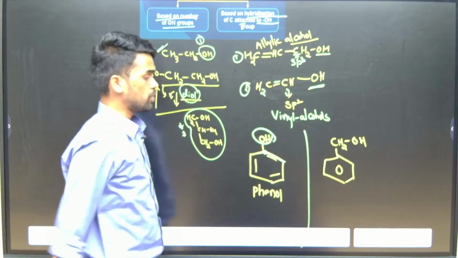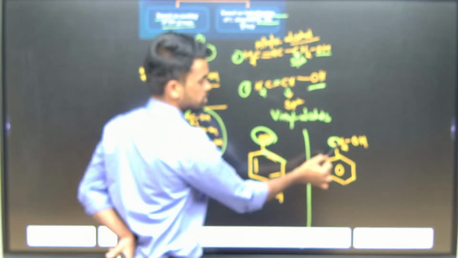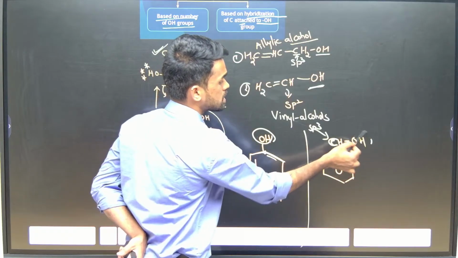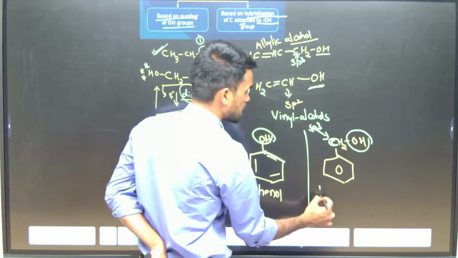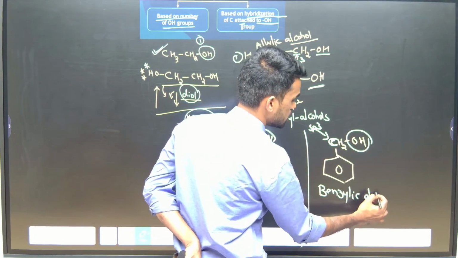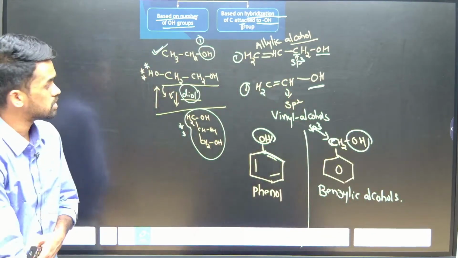CH2OH. So here, this phenyl ring or benzene ring is attached to the CH2 group, which is an sp3 hybridized carbon, on which the OH group is present. So now you can say this is a benzylic alcohol. These are benzylic alcohols. Remember these differences.